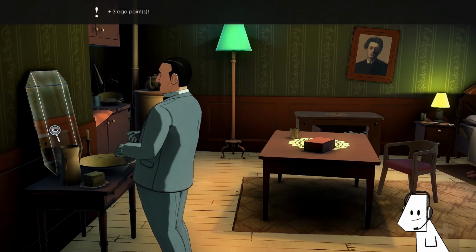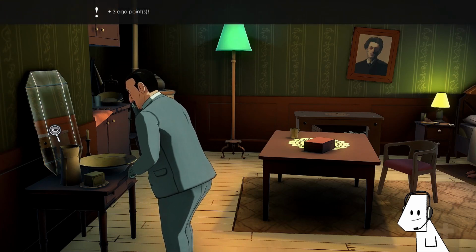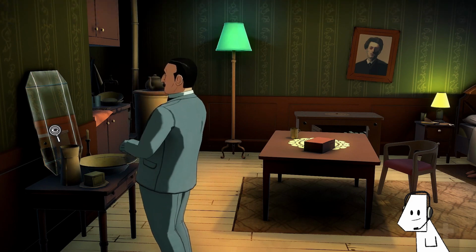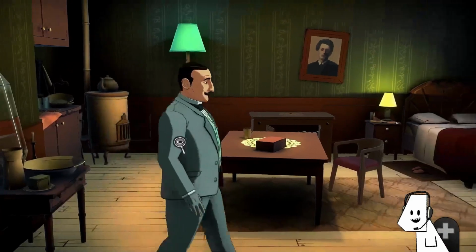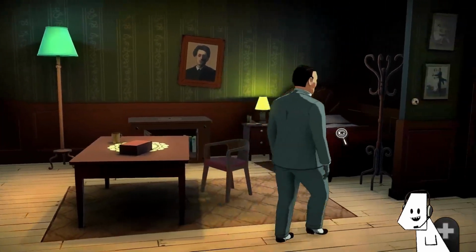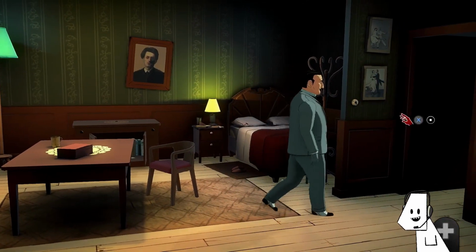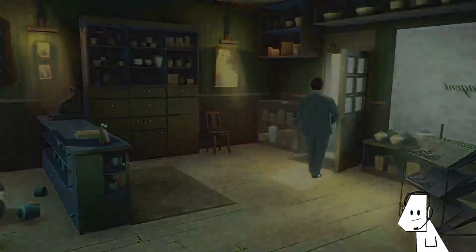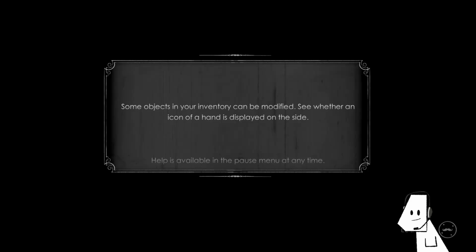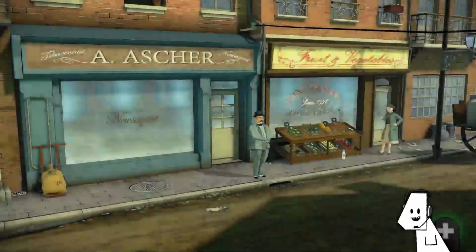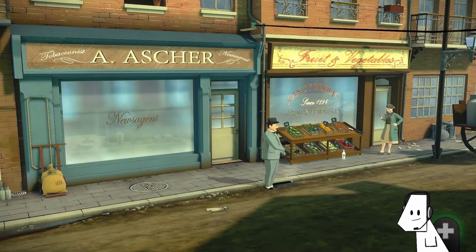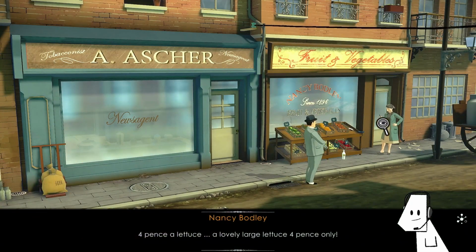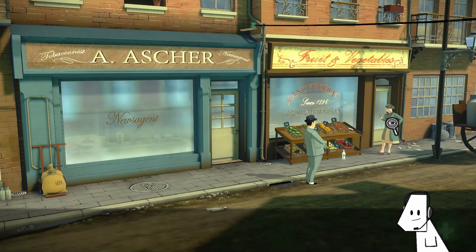Just look in the mirror. Check the old mustache. Aha, Monsieur Poirot. I think we are... He said we're all done, so we just... And we're definitely all done in this shop. We cannot spend any more time in there. We've had a proper look around. Ah, looks like the fruit and veg person. 4 pence a letters, a lovely lot of letters, 4 pence only. It's not a bad deal, you know.